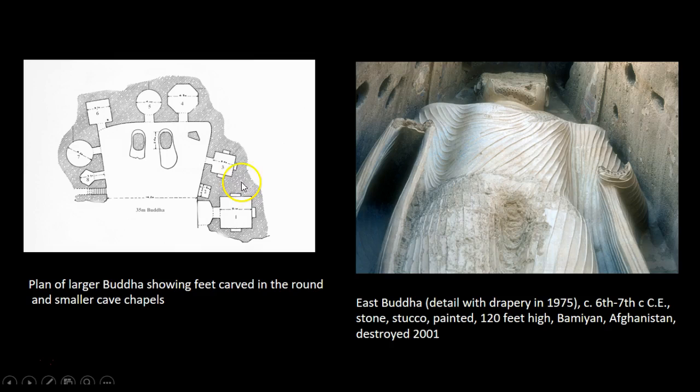So here you have the plan. You can see the footprint of the feet. And then obviously this is what they're referring to, this sort of Hellenistic style of the drapery, and that it looks like a toga.